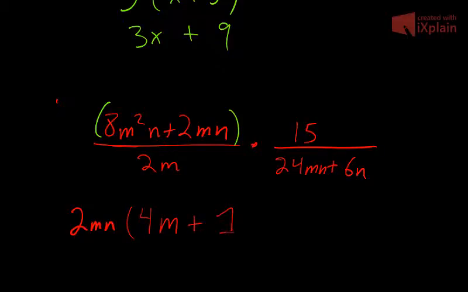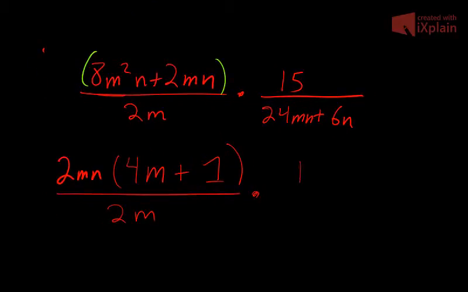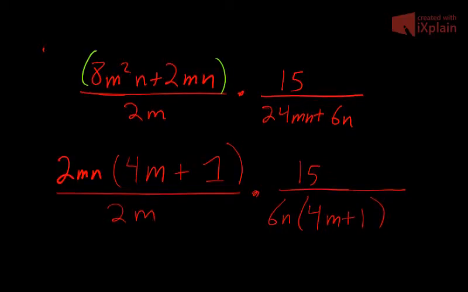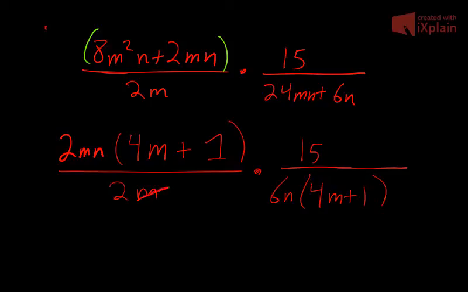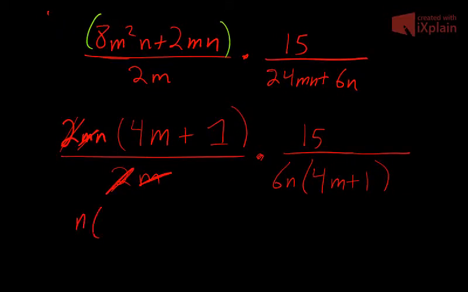And then plus 1, because 2mn times 1 is 2mn, divided by 2m, times, and on this side I have 15 on top, and I realize I can take out a 6n on the bottom. So that'd be 6n times, 6 times 4 is 24, m's needed, and n times 1 is n, so that's good, plus 1. Now that that's taken care of, I can see that I can cross out an m on the bottom and an m on the top, a 2 on the bottom and the 2 on the top in that first fraction there. And so what's left would be n times 4m plus 1 over 1.